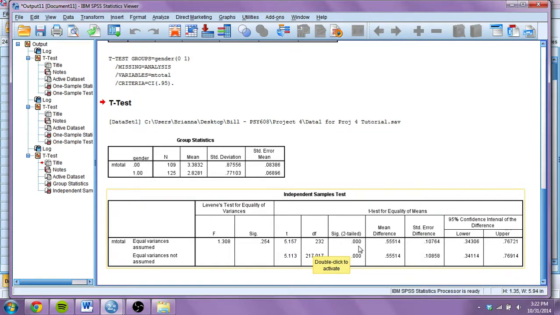And so because this is a significant p-value, it's less than 0.05, what that means is that there is a significant difference between men and women on M total.